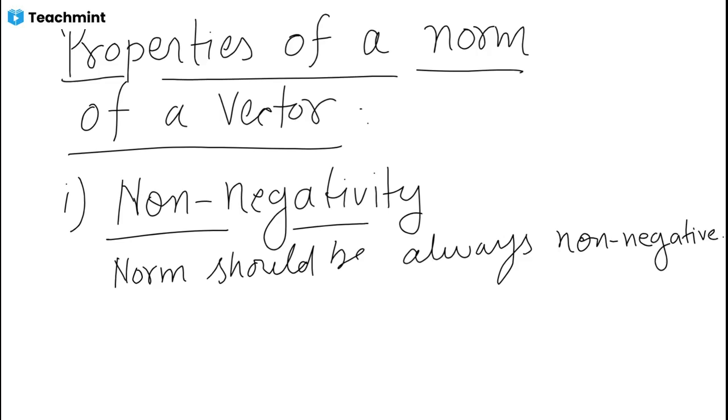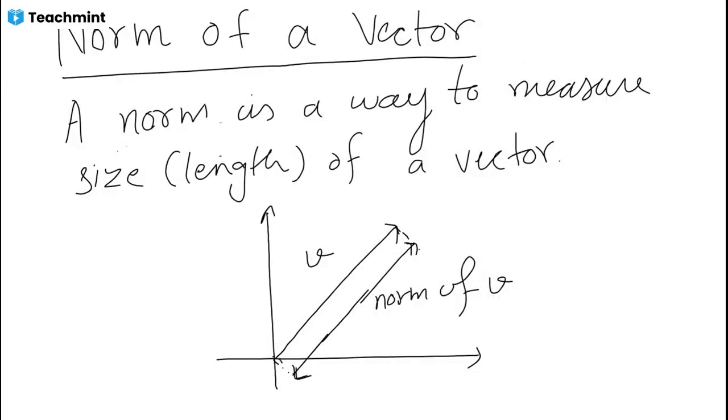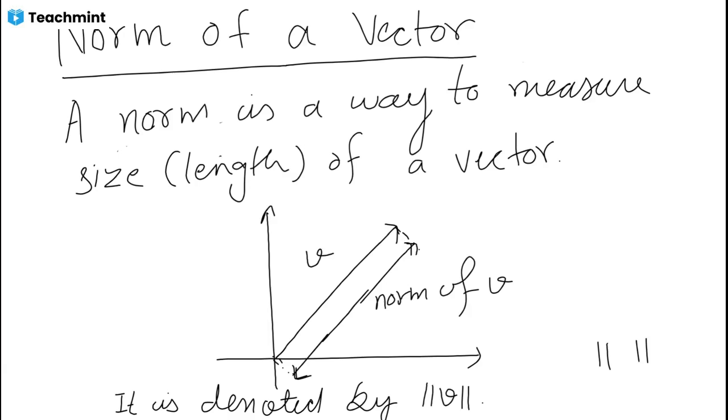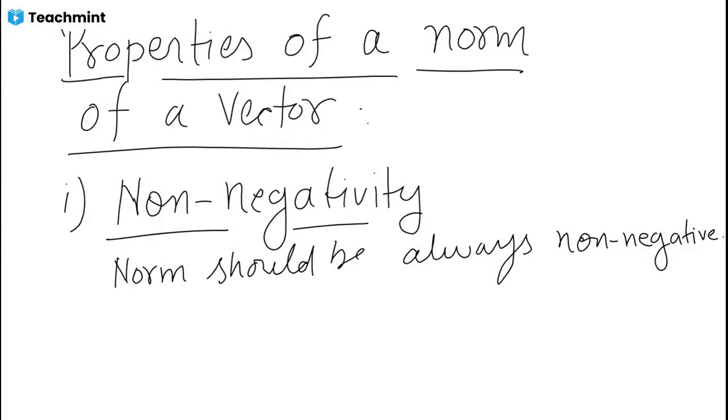And we can show this mathematically. The norm is denoted by this symbol. We have vector v, so its norm is denoted by this symbol. It should always be non-negative, and we can express mathematically that the norm of v must be greater than or equal to 0. Obviously non-negative. Got it? Yes, ma'am.